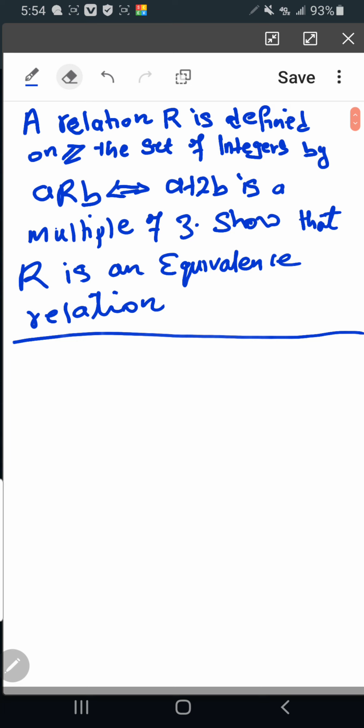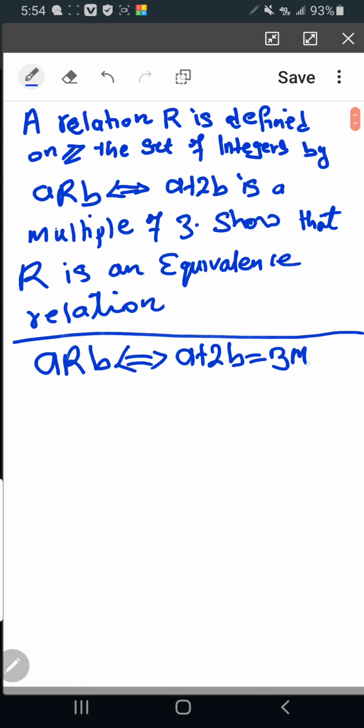Now, we should note that for anything to be a multiple of 3, it must be of the form 3 times m, or 3 times p, or 3 times k. So the relation is defined to us as a relates b if and only if a + 2b is a multiple of 3. That means it's 3m for some m being an integer.